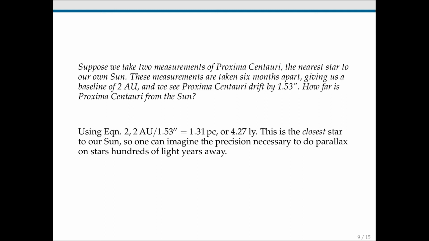This is the closest star to our sun, so one can imagine that more distant objects, hundreds of light years away, will require much more precise measurements.